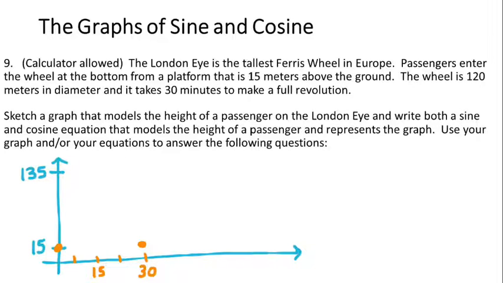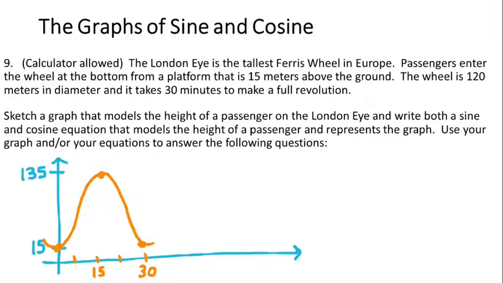And since it takes 30 minutes to go all the way around, we're going to hit that highest point. We're going to be at the top of the Ferris wheel at 15. So a cycle on the Ferris wheel would look like this.